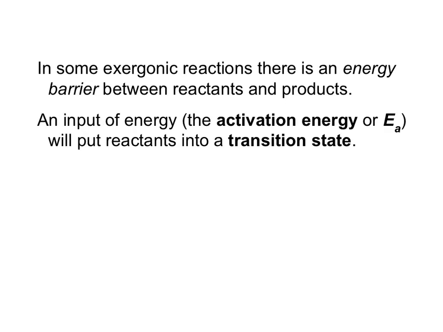First, let's talk about free energy and how enzymes can change free energy in systems. In some exergonic reactions, there is an energy barrier between reactants and products. An input of energy, also known as the activation energy, will put reactants into a transition state. Let's take a look at exergonic and endergonic reactions before moving forward. I'm going to draw a very basic chart that keeps track of changes in energy over time. Now please note that these are all generic concepts.